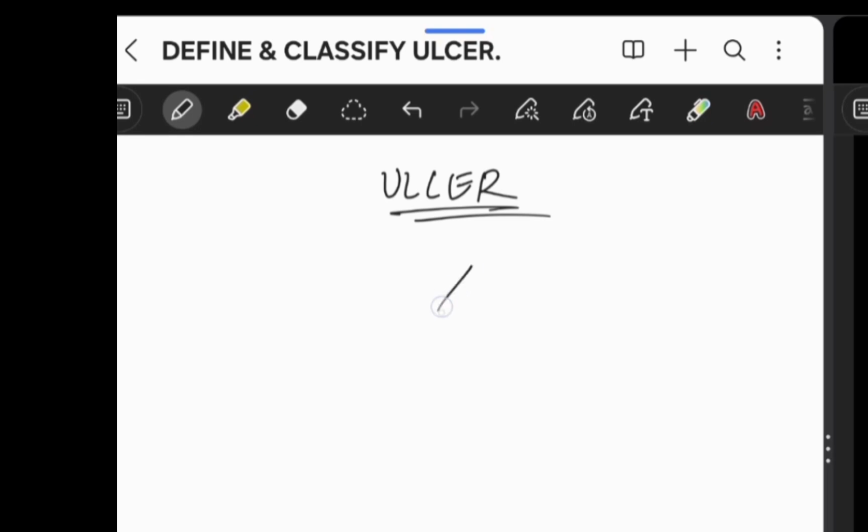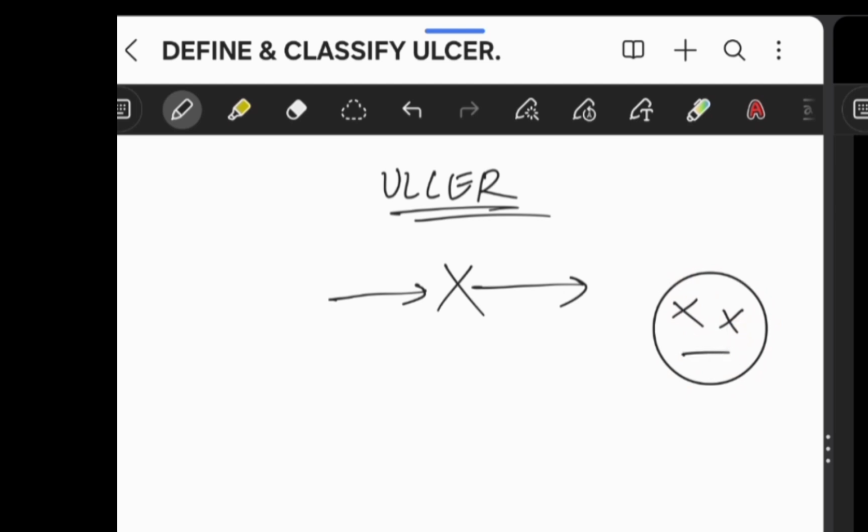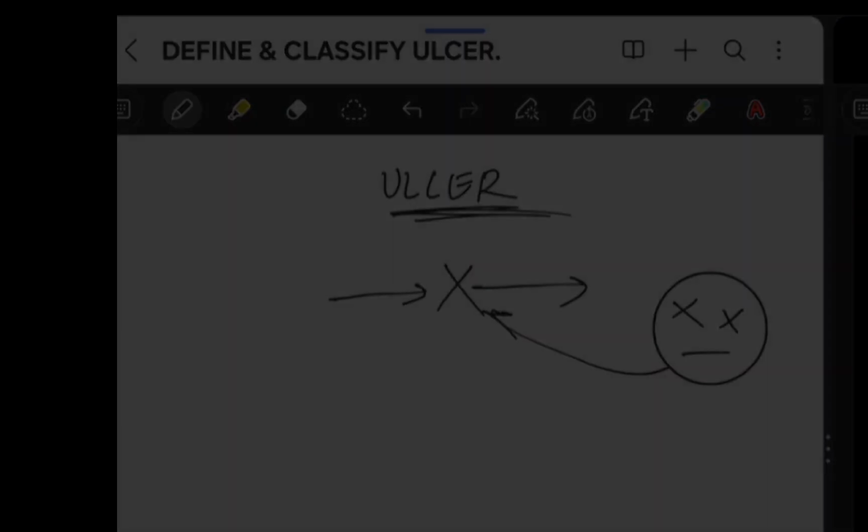What is an ulcer? An ulcer is a break in the continuity of an epithelium. So, why does the break in continuity occur? It occurs due to the death of molecules, that is molecular death. So due to the molecular death, the break in the epithelium occurs and it is known as an ulcer.